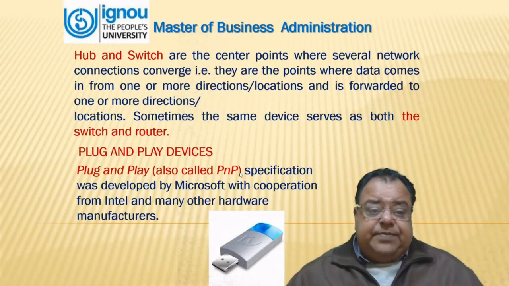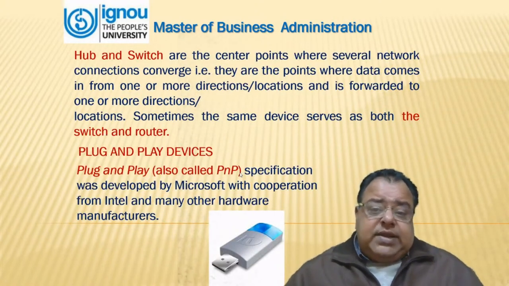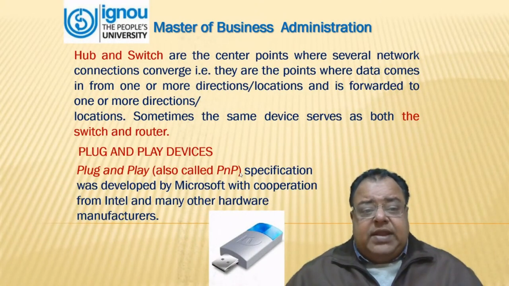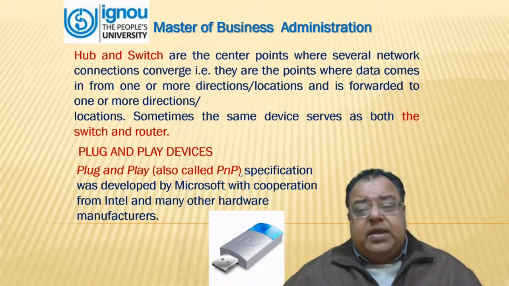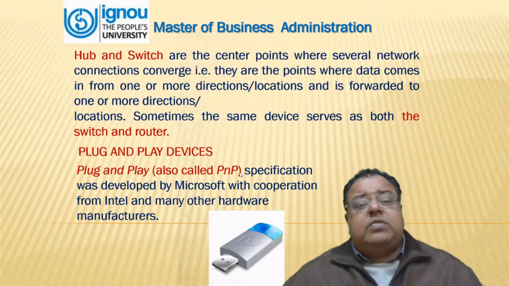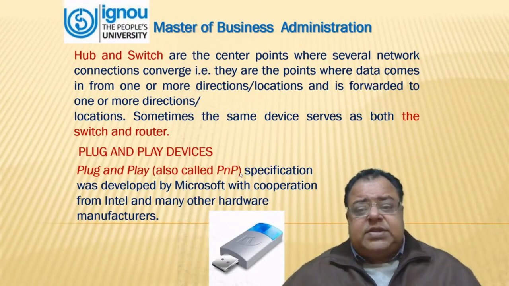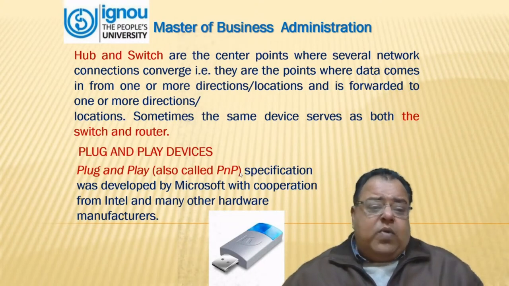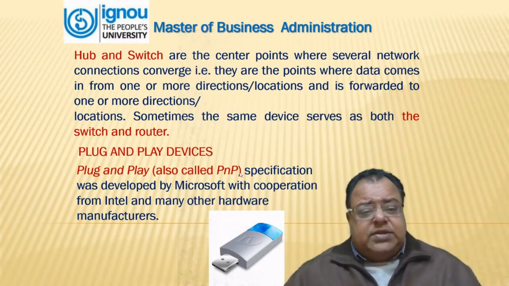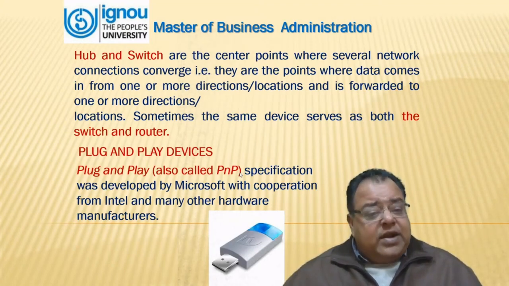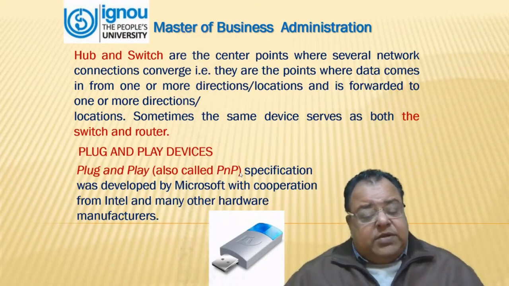Hub and switch are the center points where several network connections converge. That is, they are the points where data comes in from many directions or locations and is forwarded to one or more directions or locations. Sometimes the same device serves as both the switch and router.